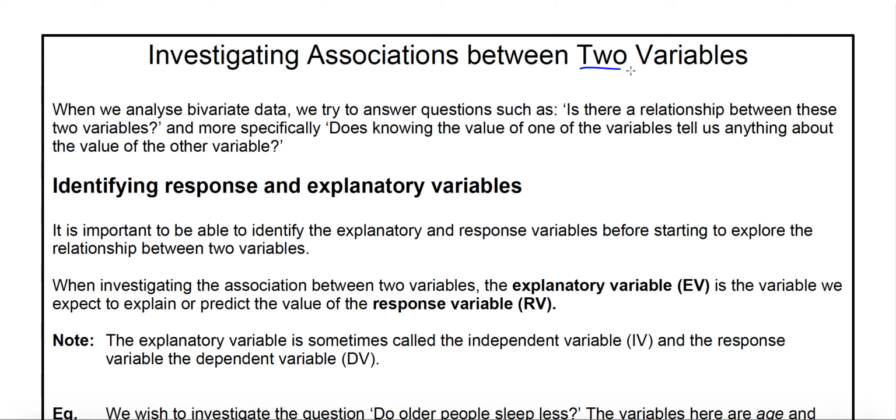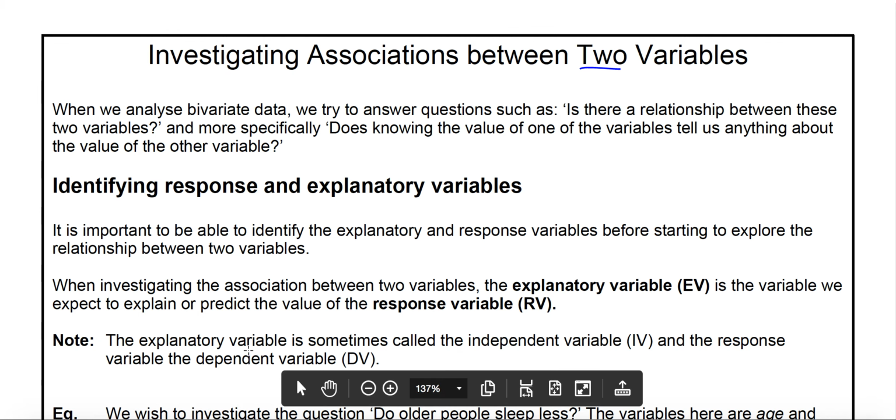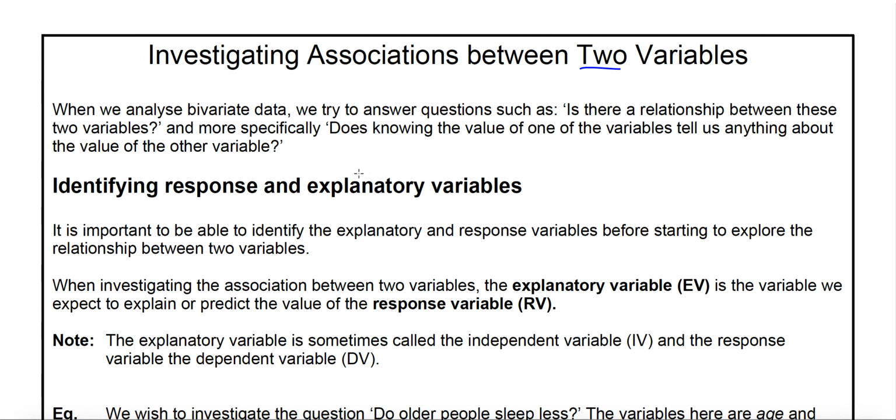Now, one of the first things that we need to do when we do this is establish that there's a difference between our two variables that we are looking at. So we call these response and explanatory variables. We used to call these independent and dependent variables. So if you've done the General Maths Unit 1 and 2, you'd be familiar with these terms. Or if you've done psychology, you'd be familiar with these terms, probably the response and explanatory variables. Those particular terms you have come across before.